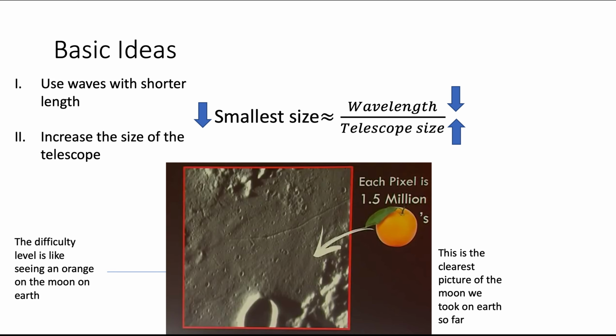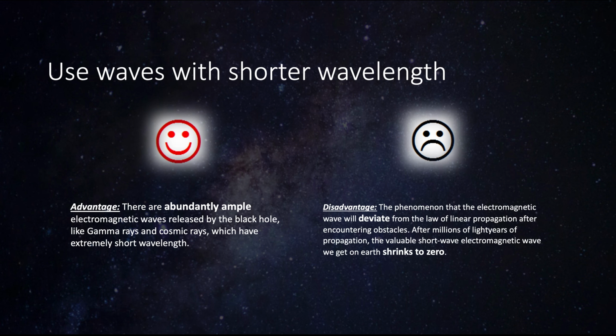To illustrate the size needed, let's take an example. The difficulty we are facing in observing a black hole from Earth is like observing an orange on the moon from Earth. As I showed in the picture, the clearest photo we can take from Earth is this one, where each pixel is 1.5 million oranges. So imagine how large a telescope we need.